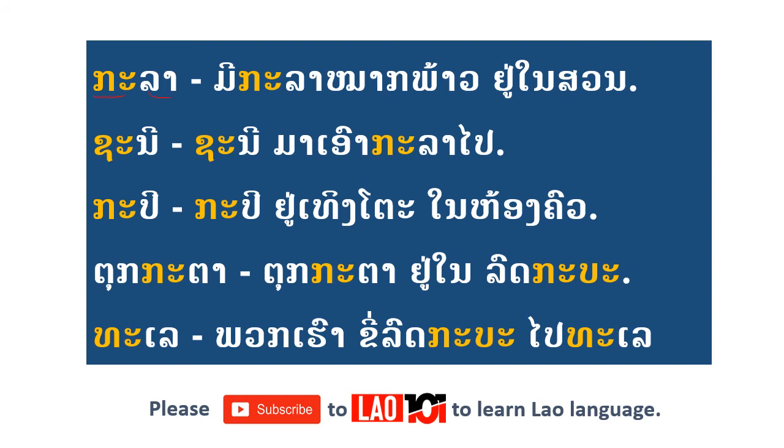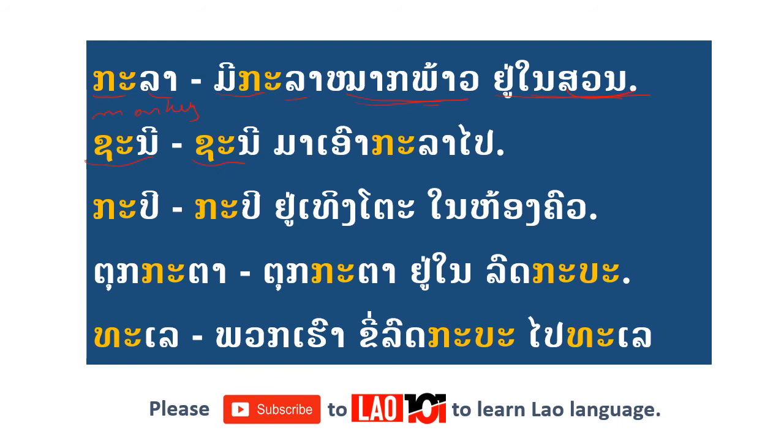กะลา means a coconut shell. มีกะลาหมักพร้าวอยู่ในสวน. หมักพร้าว means coconut, อยู่ในสวน inside the garden, สวน garden. So there is a coconut in the garden. มีกะลาหมักพร้าวอยู่ในสวน. สนี means another name for monkey.